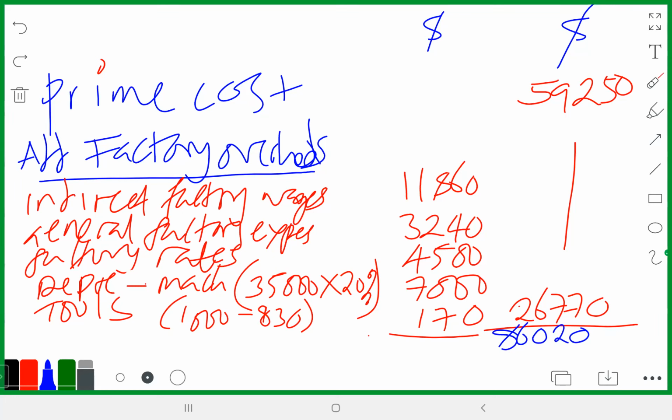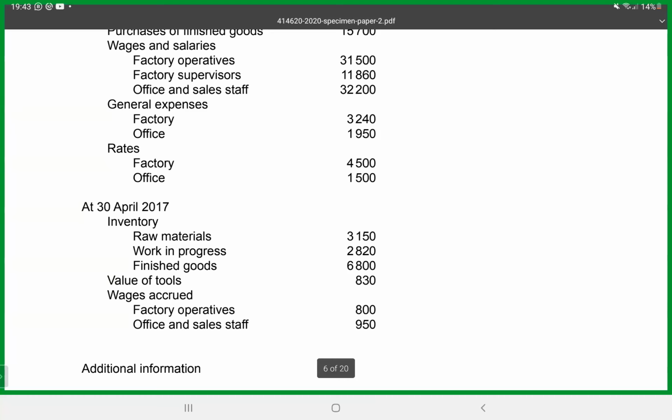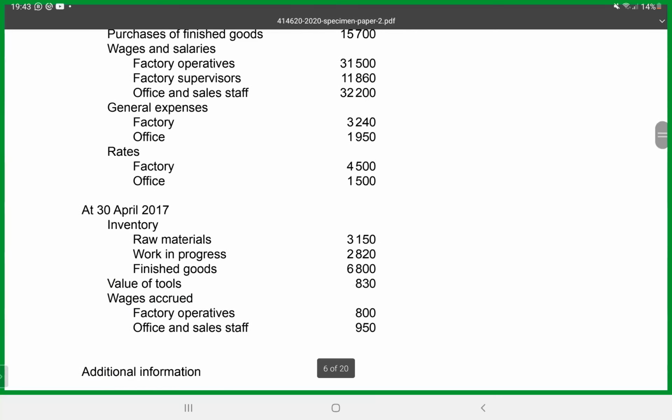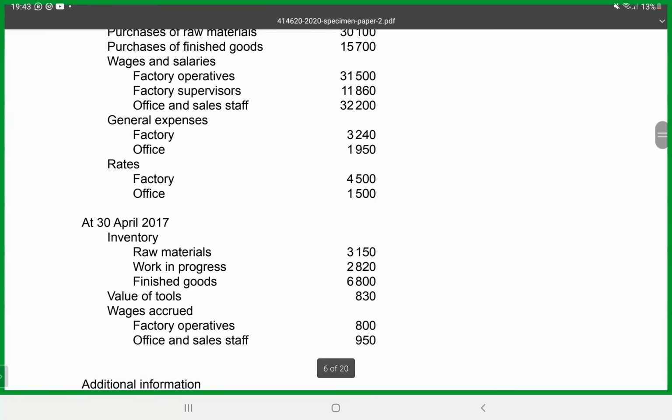But when you go back to your question, you find that there is work in progress, the inventory for work in progress, which is 2,820. If you have opening work in progress, you can add it to that figure before you subtract. But since we don't have the opening work in progress here, we just have the closing work in progress. We just subtract the closing work in progress, which is the 2,820, from the same amount.